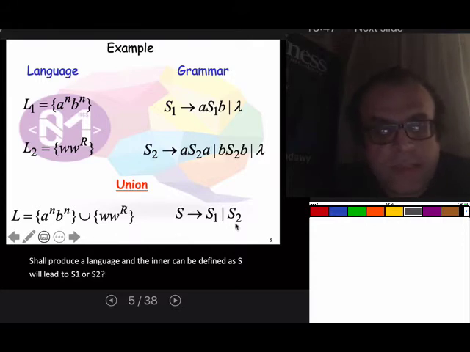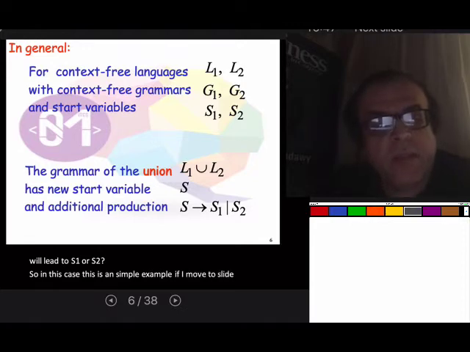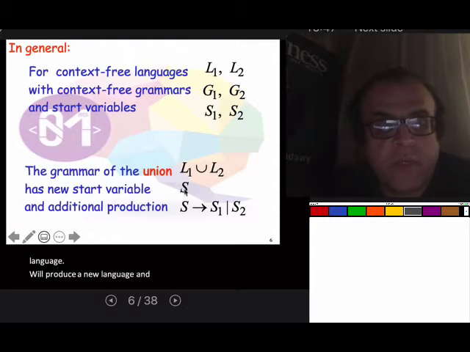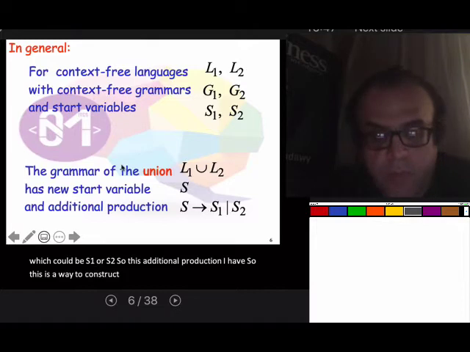This is a simple example. If I move to slide 6, I would say that if I have languages L1, L2, grammars G1, G2, and starting symbols S1, S2, the union of the languages will produce a new language, and S will be the new starting symbol, which could produce S1 or S2. This is the additional production I have. This is the way to construct a union of two languages.